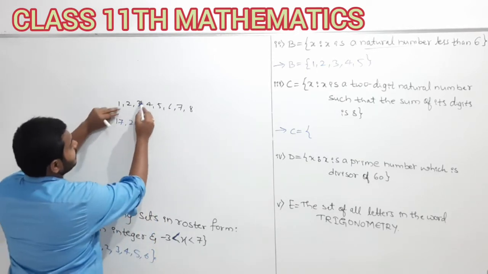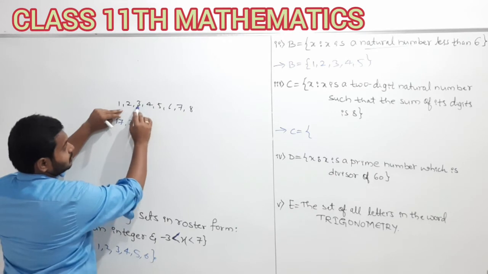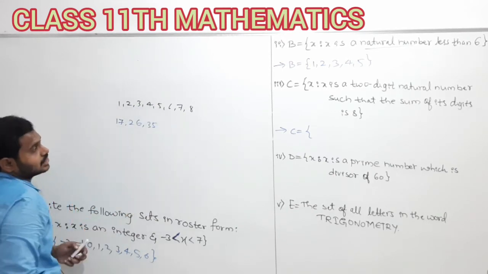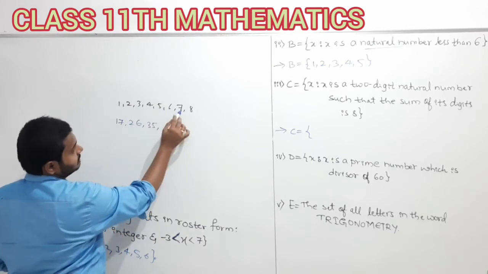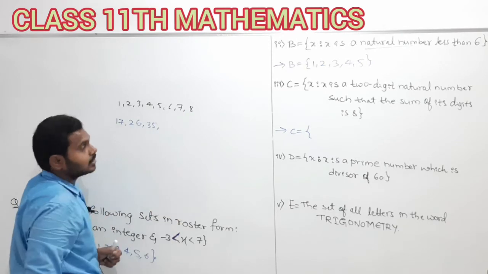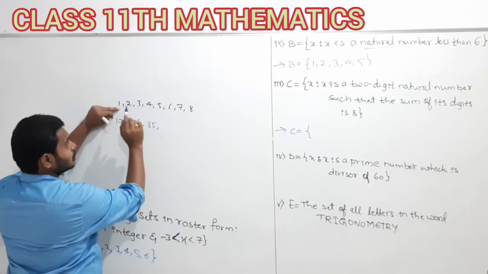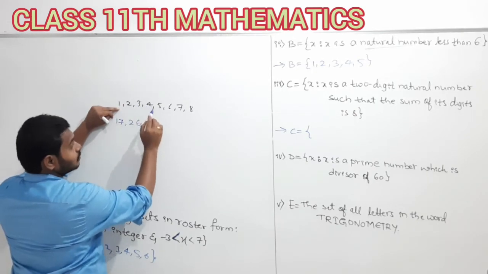Next, 3 plus 1 is 4, 3 plus 2 is not possible, 3 plus 4 is not possible, but 3 plus 5 is 8. So therefore I can take 35. 3 plus 6 is 9, 3 plus 7 is not possible, 3 plus 8 is also not possible. Next, 4 plus 1 is not possible, 4 plus 2 is not possible, 4 plus 3 is 7, not possible, but 4 plus 4 is 8.